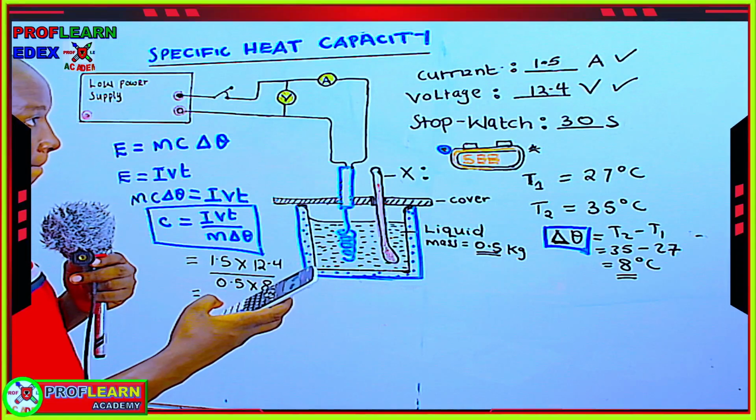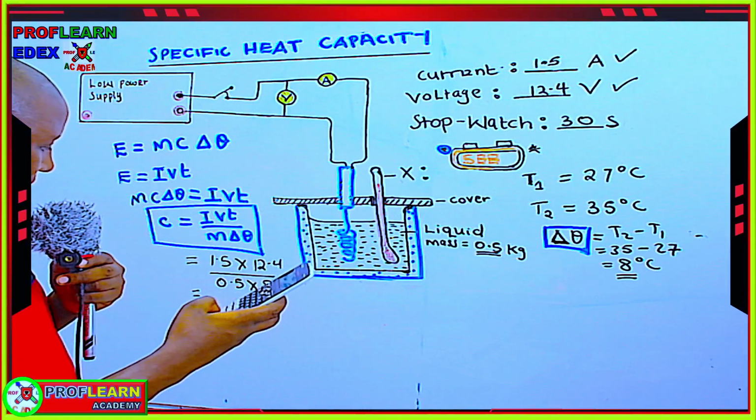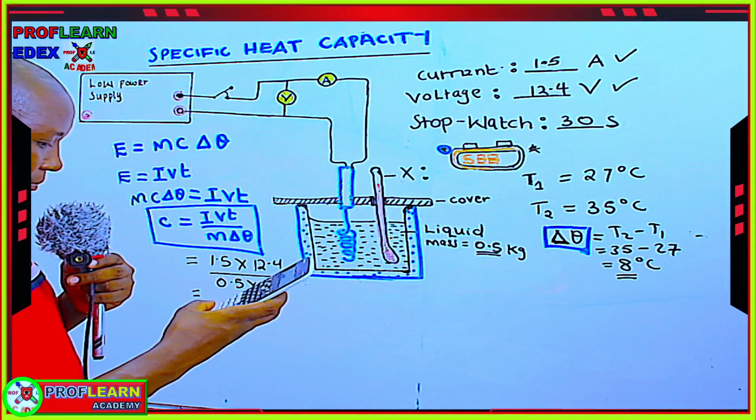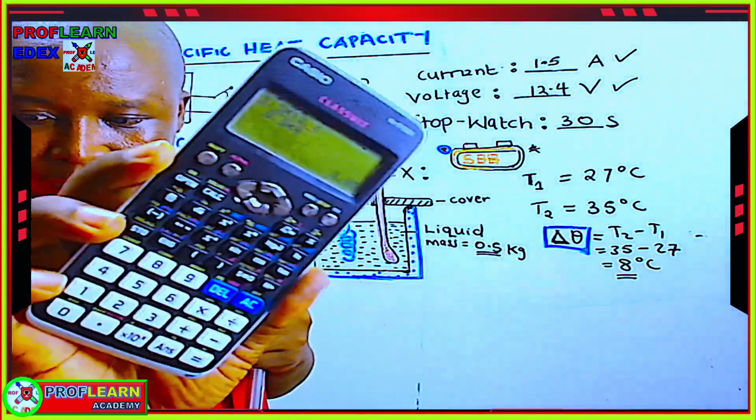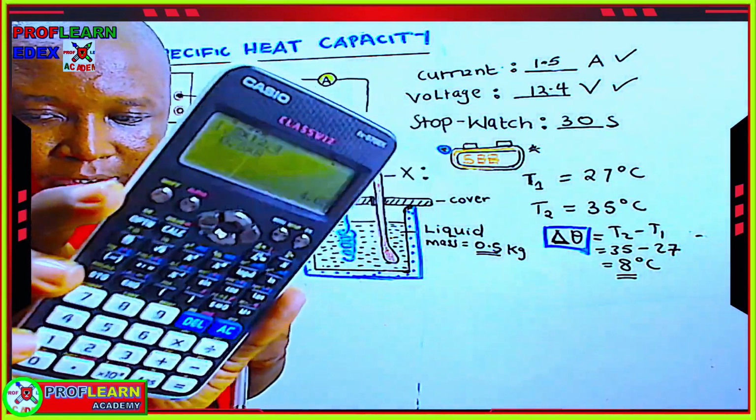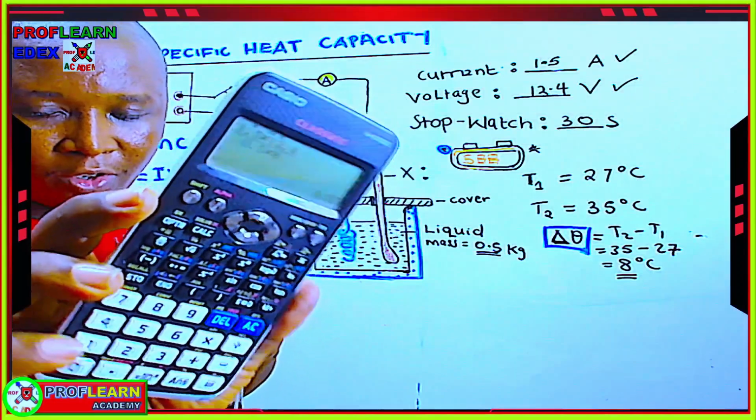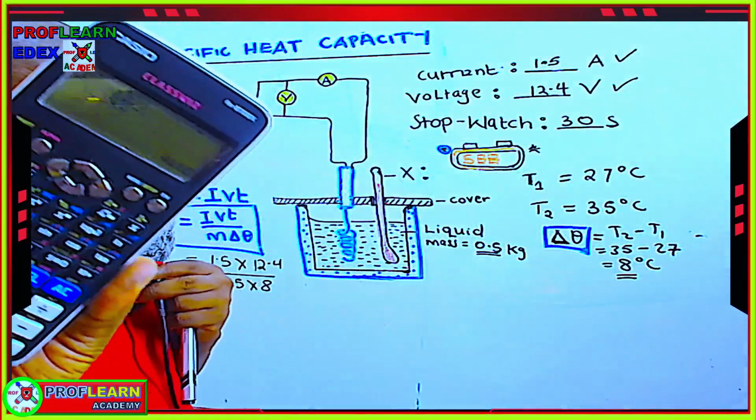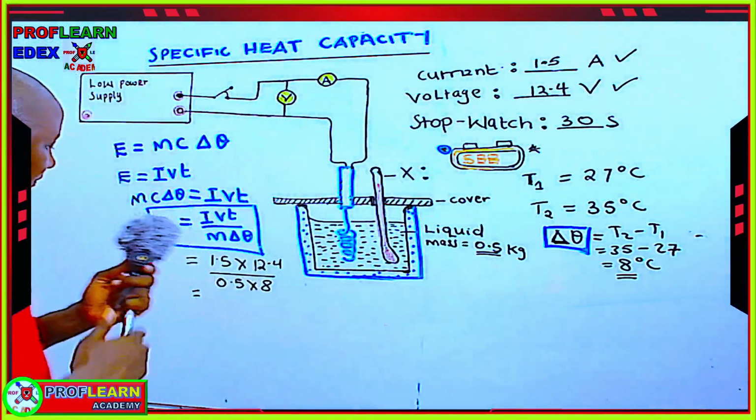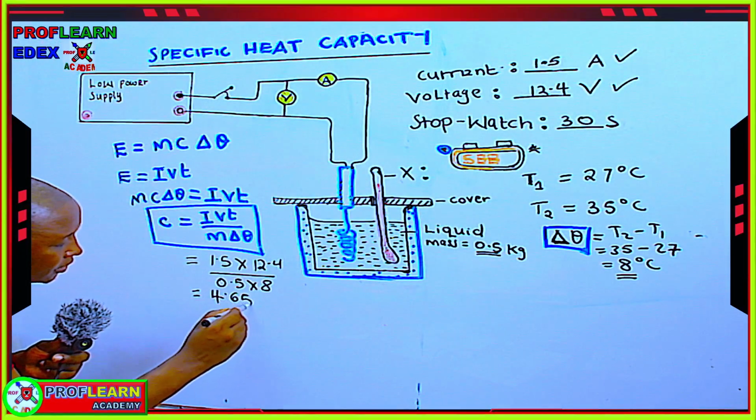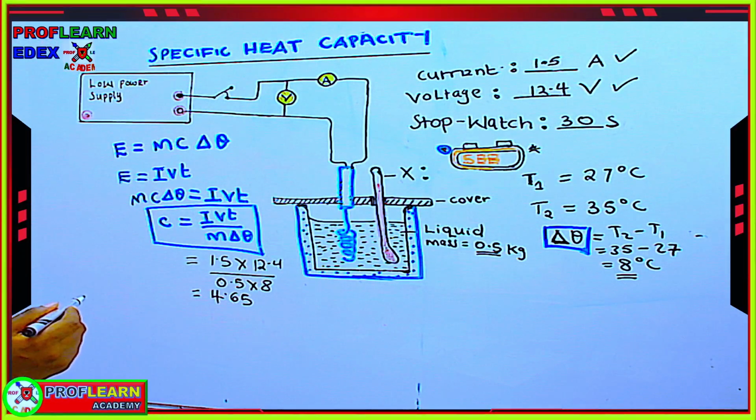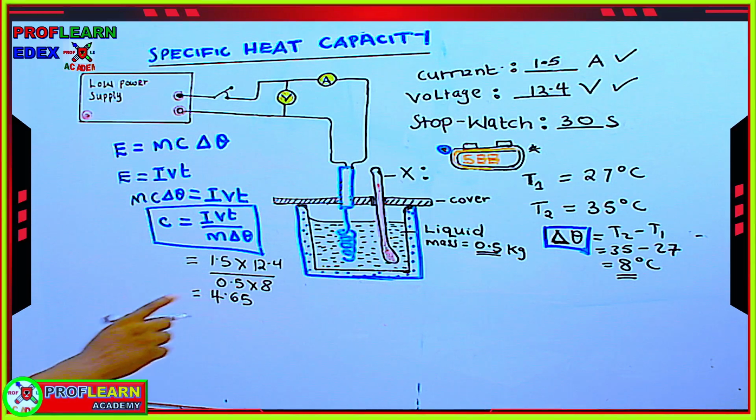So this is 1.5 times 12.4 divided by 0.5 times 8, and that is equivalent to 4.65. So this is 4.65 as the specific heat capacity.